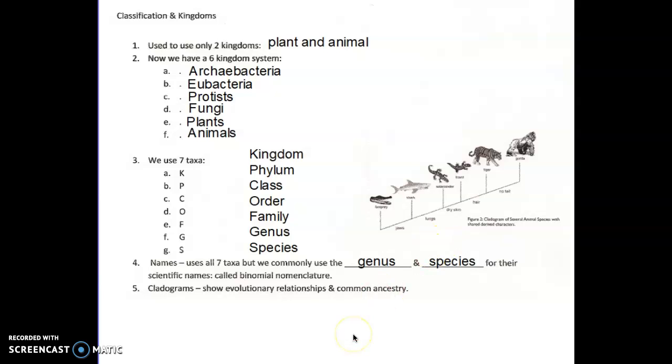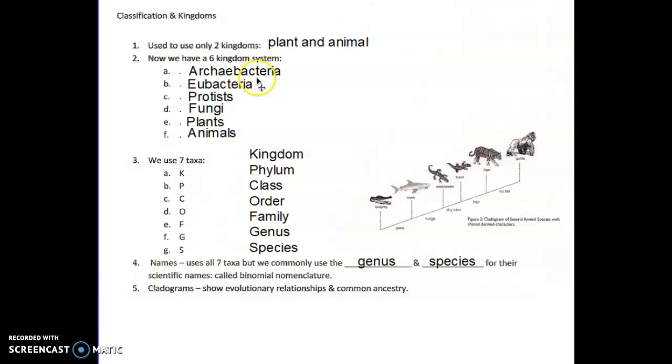Okay, on to classification. Remember that they used to use only two kingdoms, plant and animal, and that was before they had microscopes and before they knew all the other billions of things that existed besides those two. So now we have 6 kingdoms: Archaebacteria, Eubacteria, protist, fungi, plant, animal. When I was in high school, these two were combined in one, and they were just called bacteria or Monerans. But now they know that these guys are so different from these that they put them into their own category.